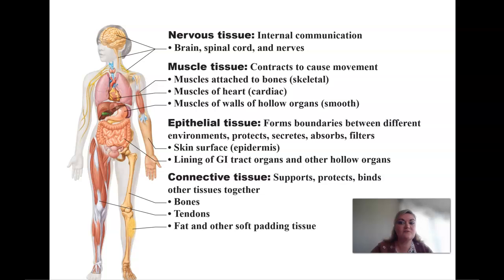Epithelial tissue is going to form boundaries between different environments, so it's there to give a boundary, to protect. It secretes, absorbs, and it filters. So some examples of those are going to be skin on the surface, which is referred to as your epidermis, and the lining of your GI tract organs and other hollow organs. And the last type of tissue is connective tissue. That's there to support, protect, and bind other tissues together. So that'll be things that you might not even think of as a connective tissue, such as bone or blood, but it's also going to be tendons, ligaments, and fat and other soft padding in tissues.